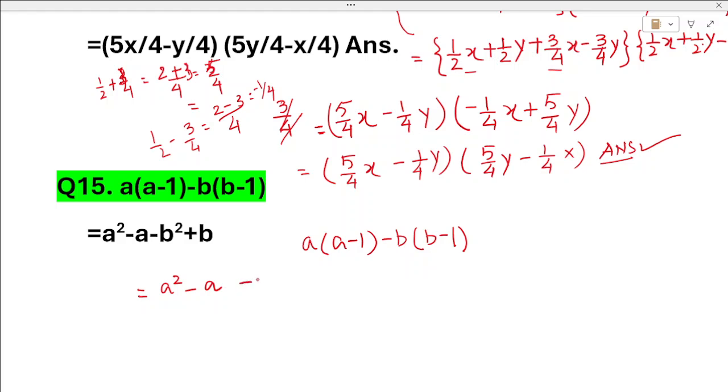Now open the second bracket. So b multiplied by b becomes b square, and minus minus plus, and b multiplied by 1 becomes b. Okay, now this is the first step. In the second step, it is very obvious that we can put a square minus b square. Okay, make it like this, and see what we have done in our earlier chapter.